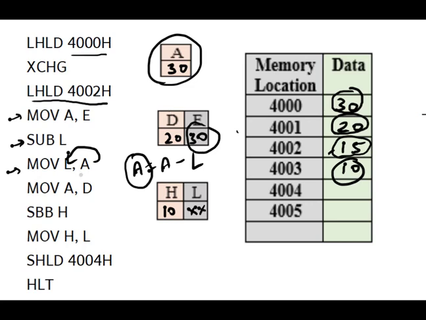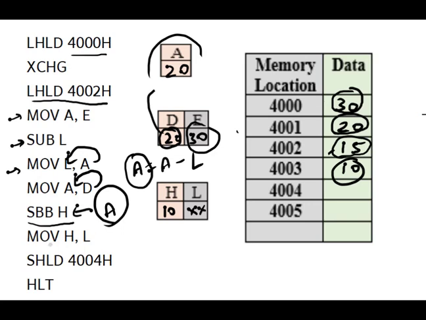Now we have to do the high order subtraction. So we transfer D to A. This D contains 20, which gets stored to A, so A becomes 20. Then we do SBB H. What is the difference between SBB and SUB L? SBB means subtract with borrow. It will do A minus H, and if there had been any borrow in the previous subtraction, it will also subtract that, because a borrow may have been generated and has to be taken into account. This instruction takes into account that borrow, because it is a 16-bit subtraction. The result will be stored in register A.